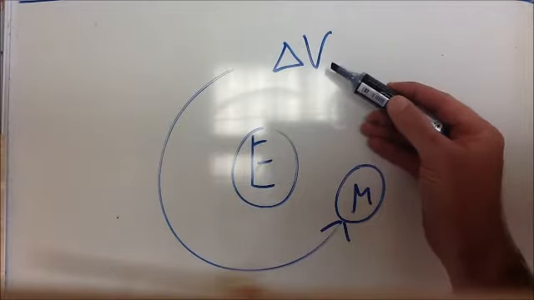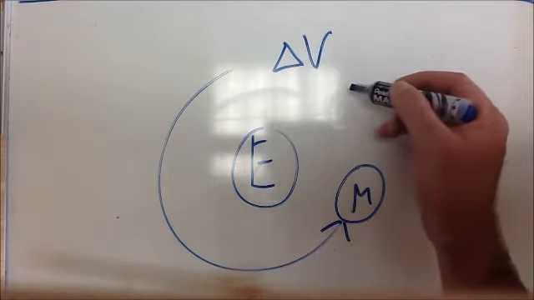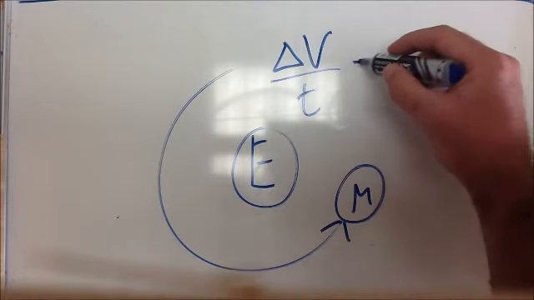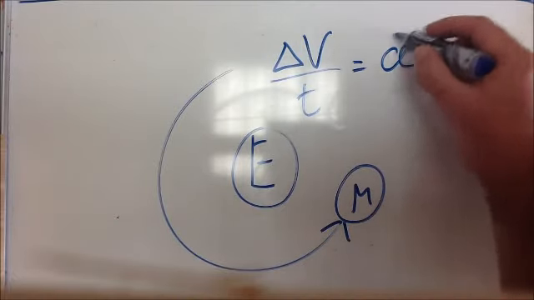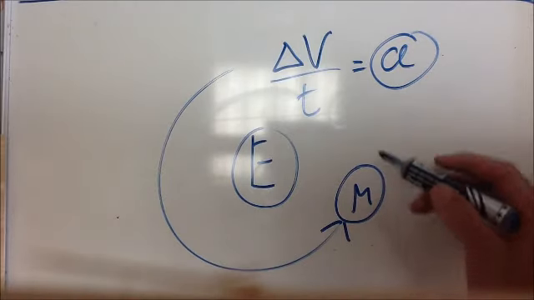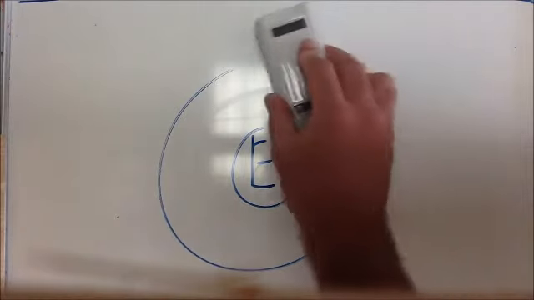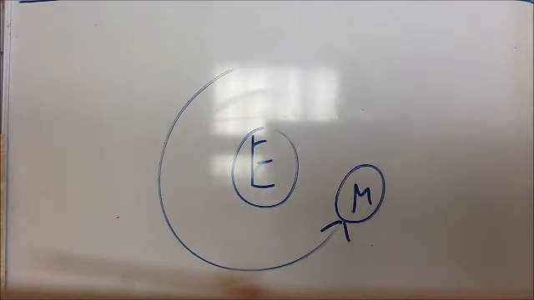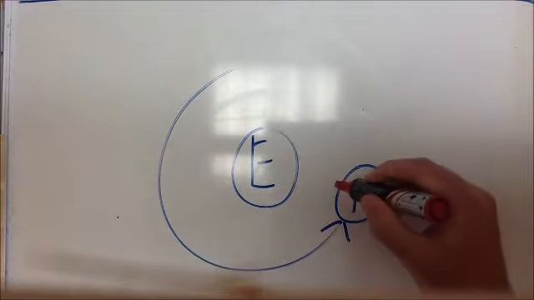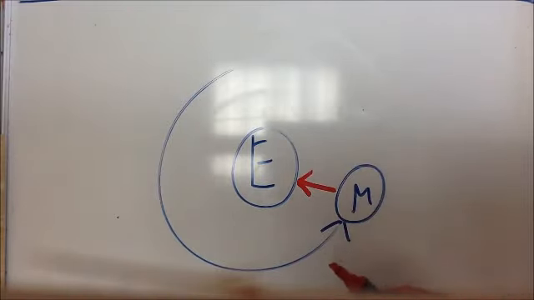And as we know, velocity is speed in a given direction. So a change in velocity in a certain amount of time is known as acceleration. So we can say that the Moon is continually accelerating because it's always changing direction and therefore changing its velocity. Now, this is important because we say that there is a centripetal force which acts towards the Earth.